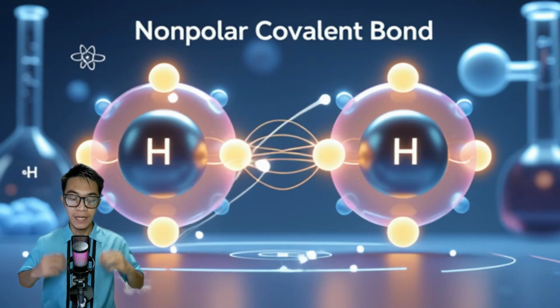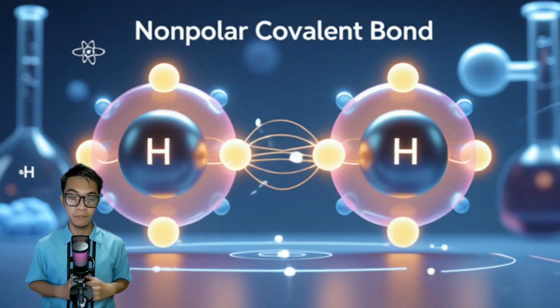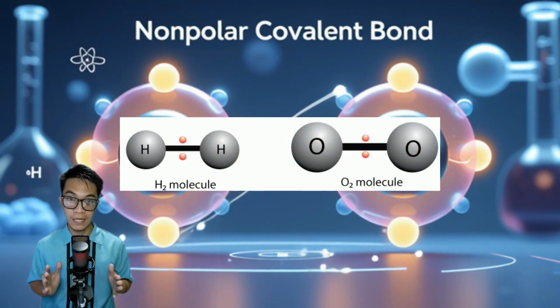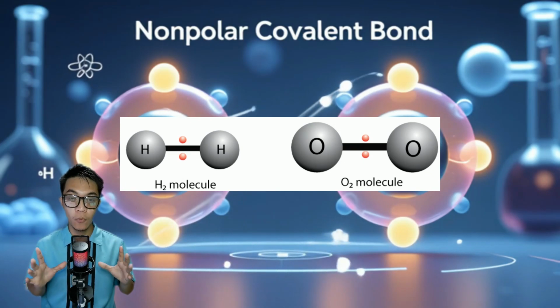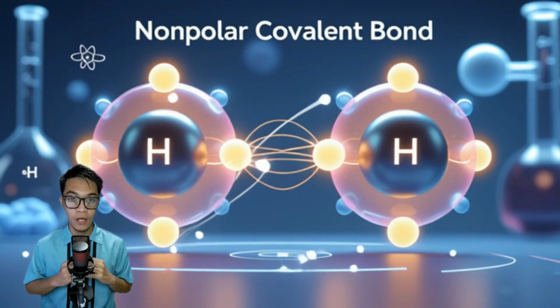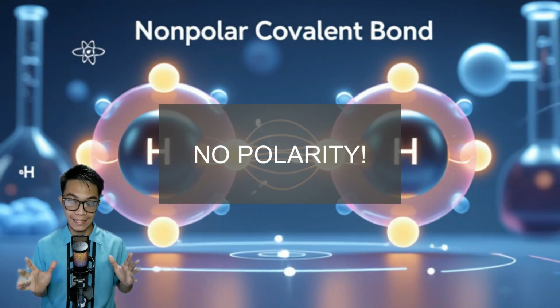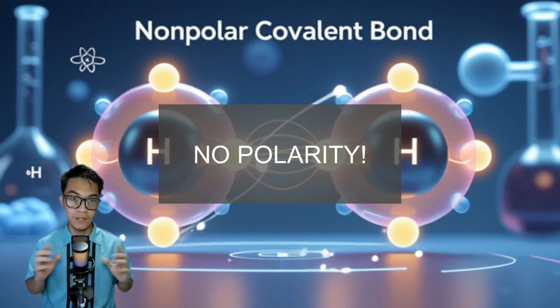So in a nonpolar covalent bond, the electrons are equally distributed among these two atoms. So there is no polarity, no positive or negative. It's just balance between the two of them.